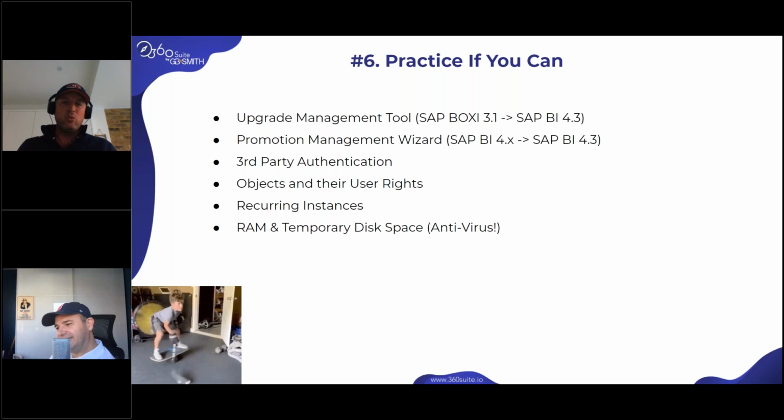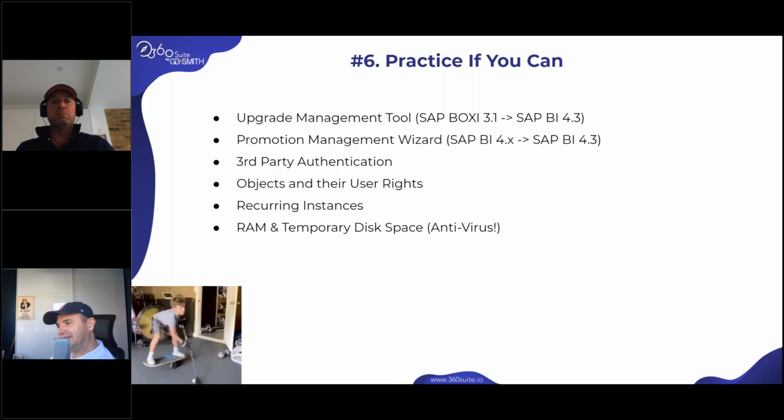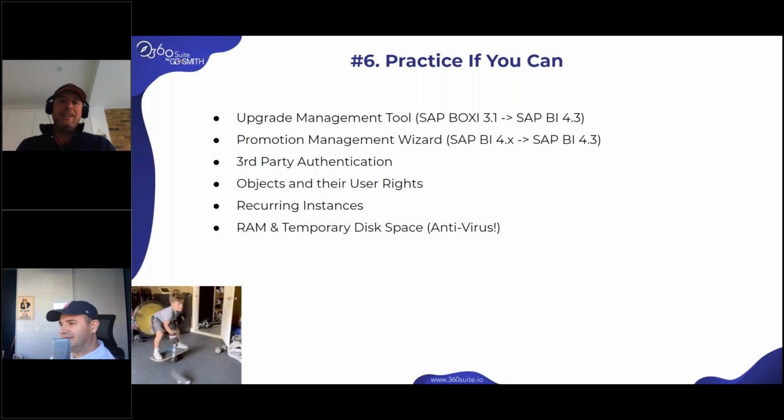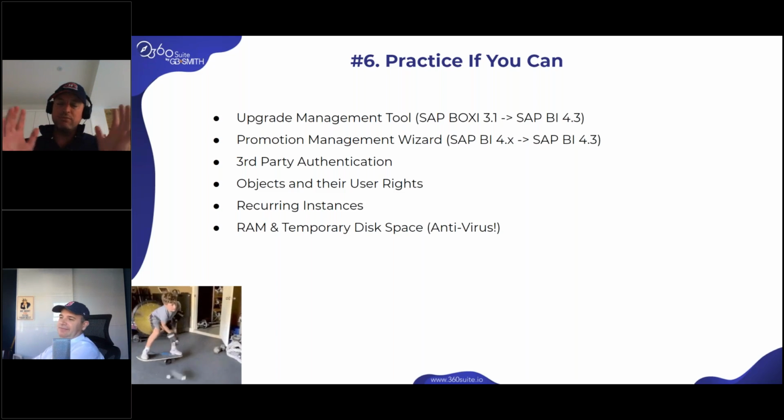If you come from 3.1, you have to use the upgrade management tool. If you're in 4, you have to use the promotion management wizard. Like I said, configuring third-party authentication in a very specific way is important. Migrating your objects and their rights, and think also universe restrictions. It needs to be done in a specific order. If it's all at the same time, big bang, it's okay. If you decide to do phased upgrades, it's very important.